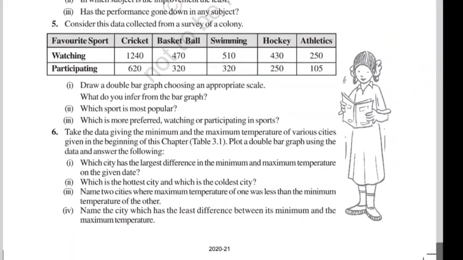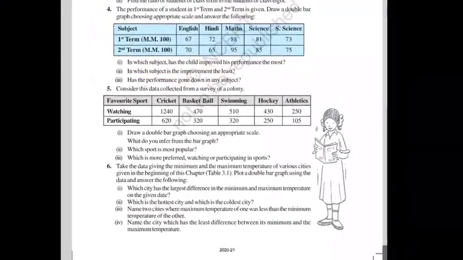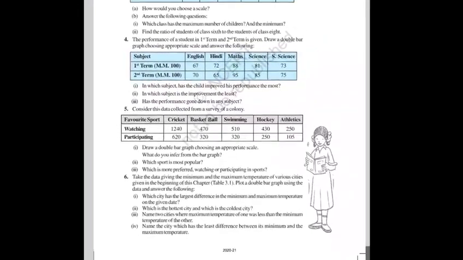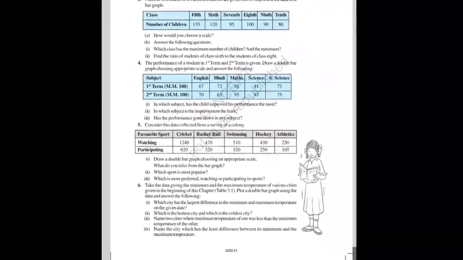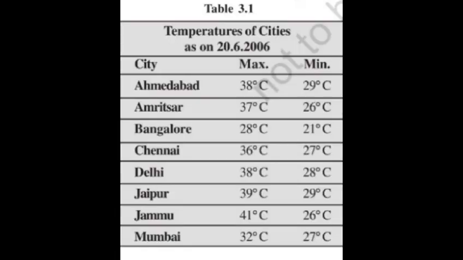Now the next question is, name the city which has the least difference between its minimum and maximum temperature. Now we have to find the least difference between the minimum and maximum temperature. So let us see. Now let us find the difference between minimum and maximum temperature. First one, Ahmedabad. There is a difference of 9 degrees Celsius, that is 38 minus 29. Amritsar, there is a difference of 11 degrees Celsius. Bangalore, there is a difference of 7 degrees Celsius. Chennai, there is a difference of 9 degrees Celsius.